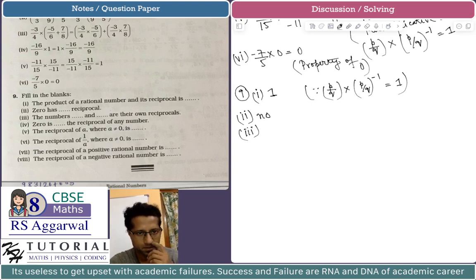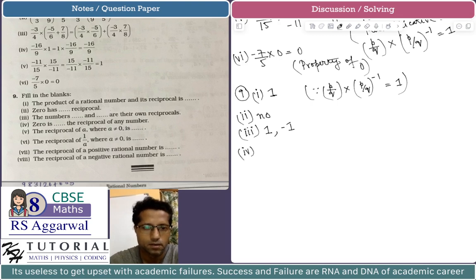Part 3. The numbers 1 and minus 1 are their own reciprocals. We have already discussed these are the only two numbers, 1 and minus 1, which are equal to their reciprocals. So 1 is equal to the reciprocal of 1. Similarly, minus 1 is equal to the reciprocal of minus 1. In other words, the reciprocal of 1 is 1 and the reciprocal of minus 1 is minus 1.